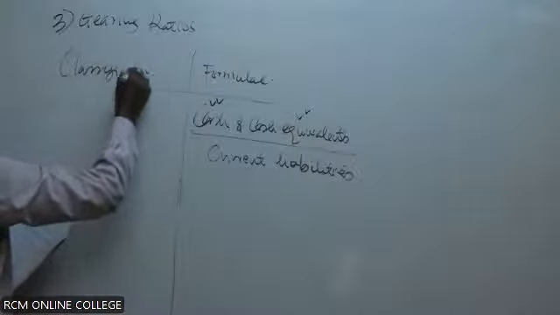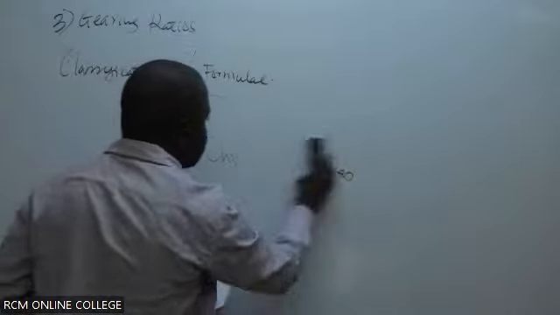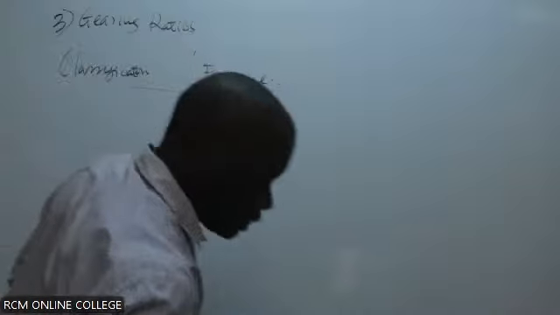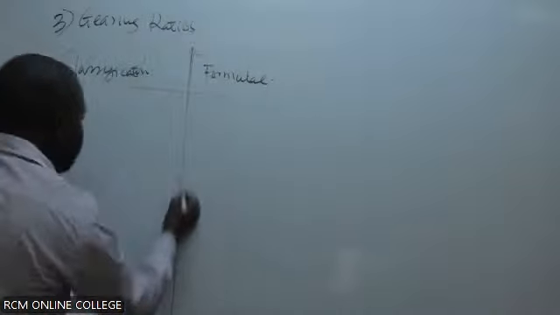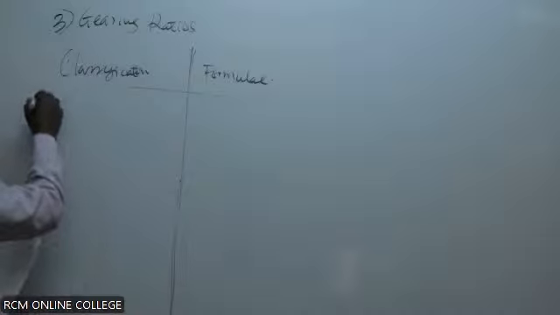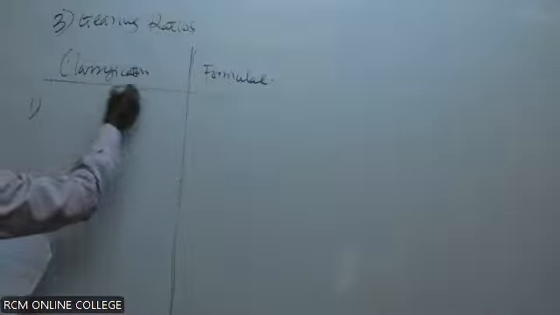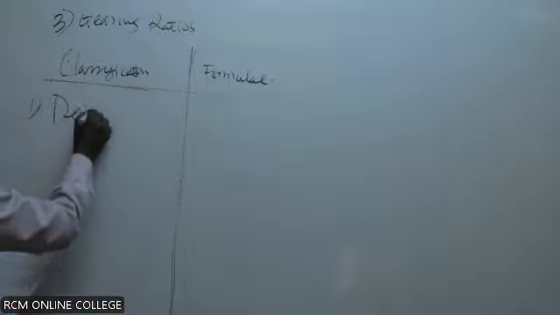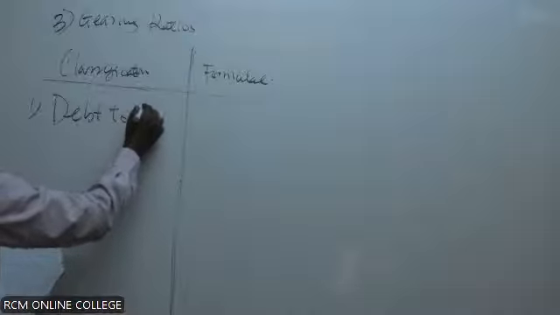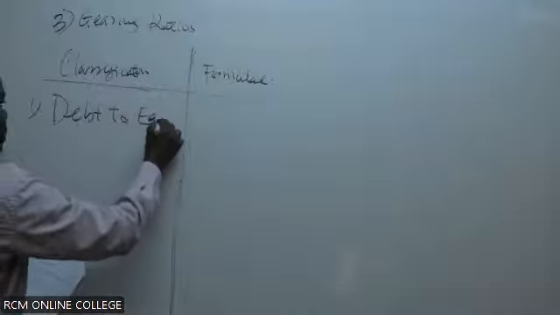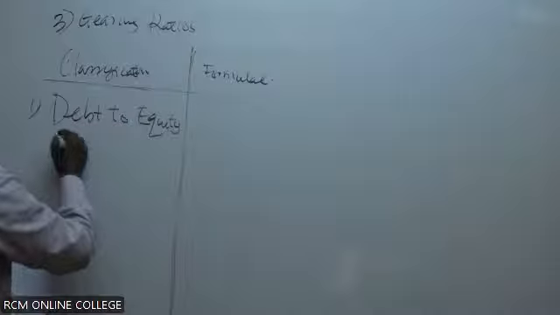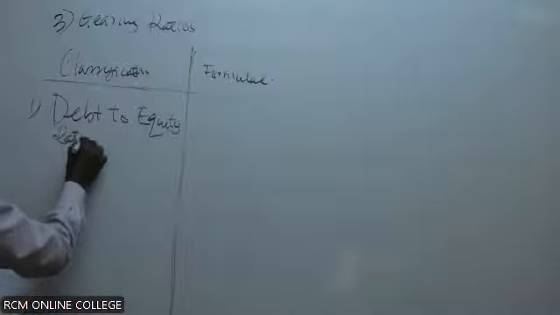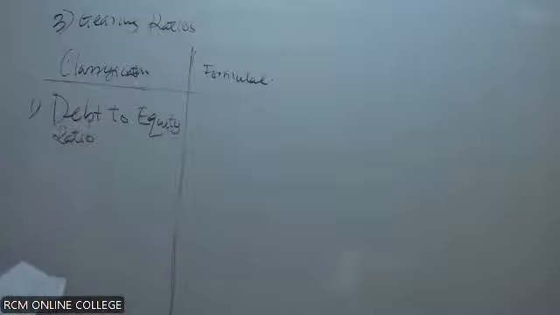Classification, and of course the formula. So you put those two columns, the classification and the formula. The first one we're going to look at is what we call the debt to equity ratio.